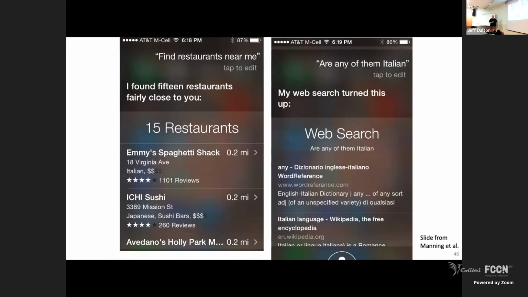Are any of them Italian? And instead of, again, recognizing that it's still talking about the same thing, it defaults to a dictionary for Italian. Not very helpful.